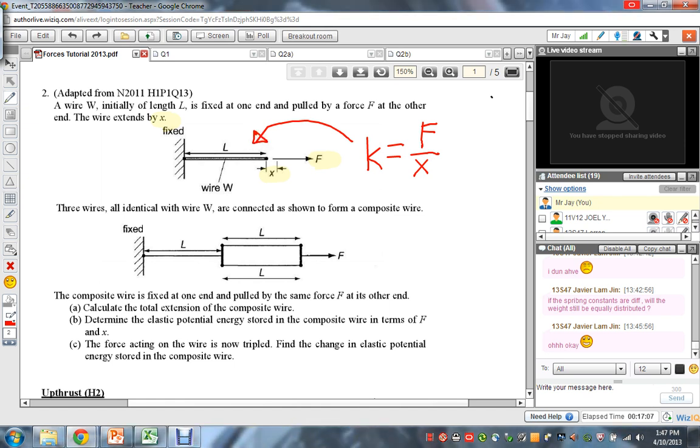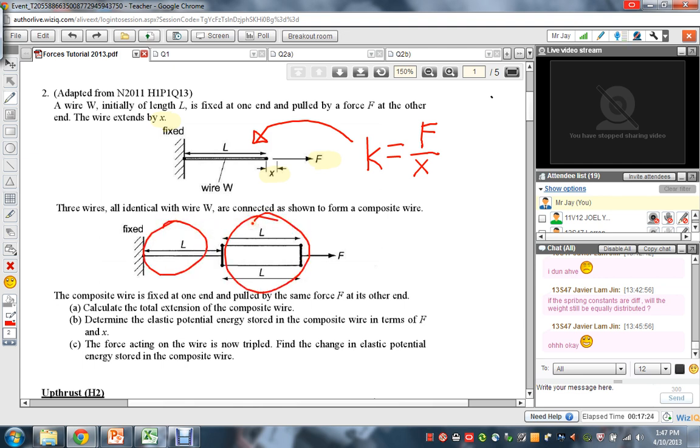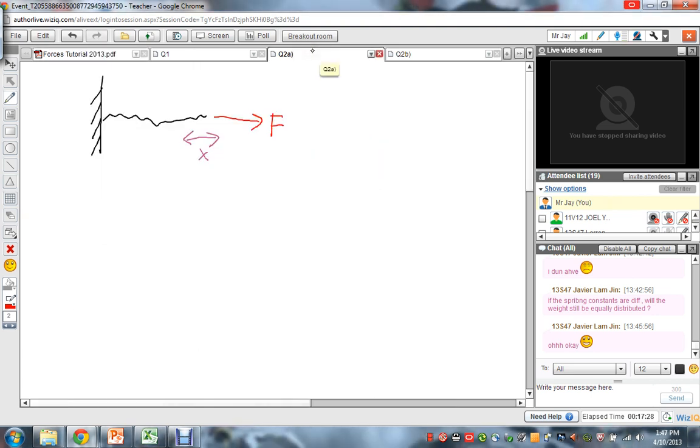Now in this example, they want to put 3 wires in a very complicated scenario like this. One of them is in series with the other 2, and those 2 are in parallel. So it looks like this: one in series and one in parallel. Now let's take a look here. For just one wire, we know K equals F over X.